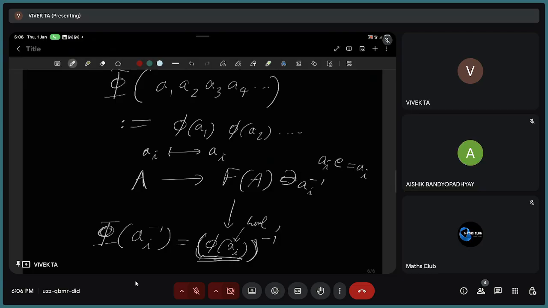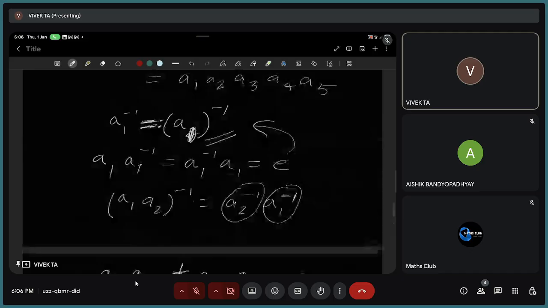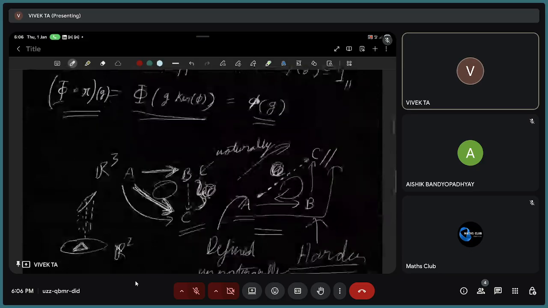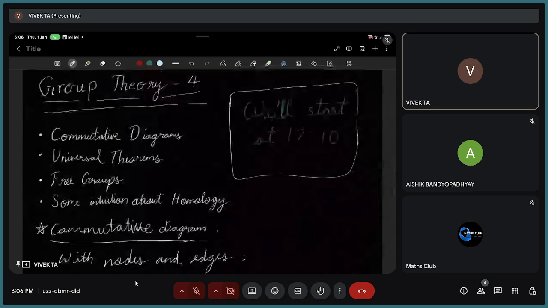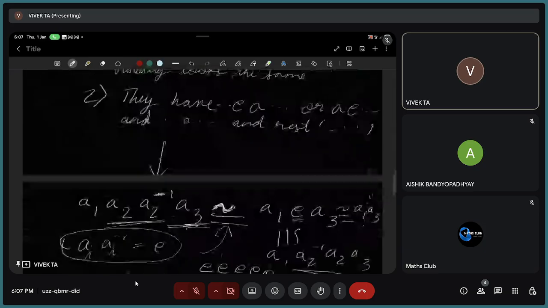So are you clear with the idea of how I define capital phi? I think so. Yeah, till now. Yeah. So this is exactly what free groups are. So essentially, one of the big uses of it. In fact, this is the largest use of free groups I've ever seen in math, which is homology. So how do you define homology?